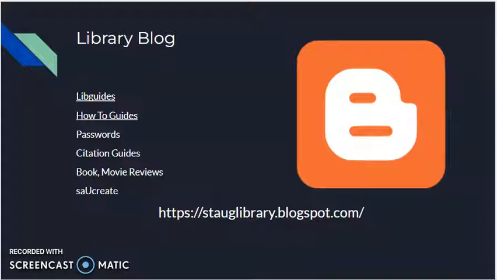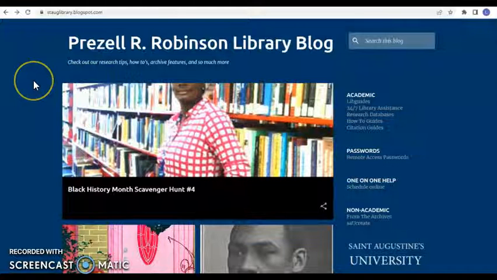Next up on the Library 101 presentation is the library's blog. The library has a blog. It is located at staugLibrary.blogspot.com. And on the library's blog, we have Lib Guides, how-to guides, passwords, citation guides, books and movie reviews, and we have SAU Create. So here's a quick tour of the library's blog.